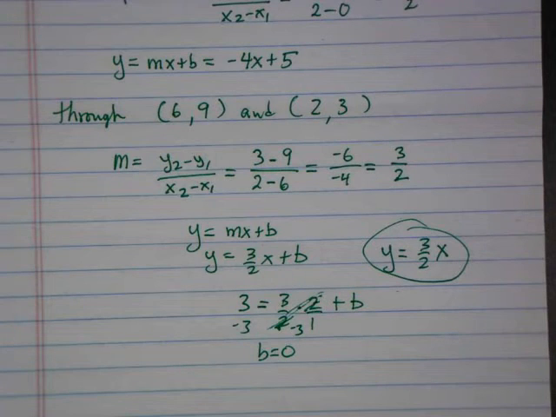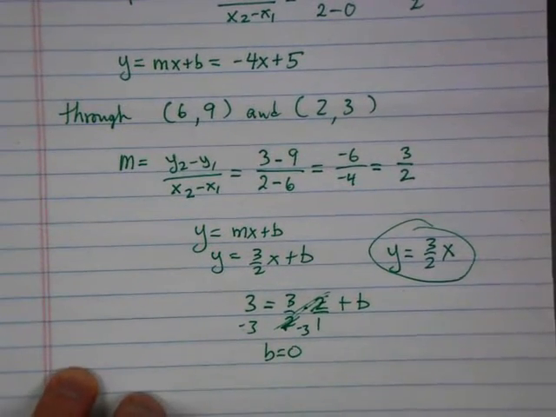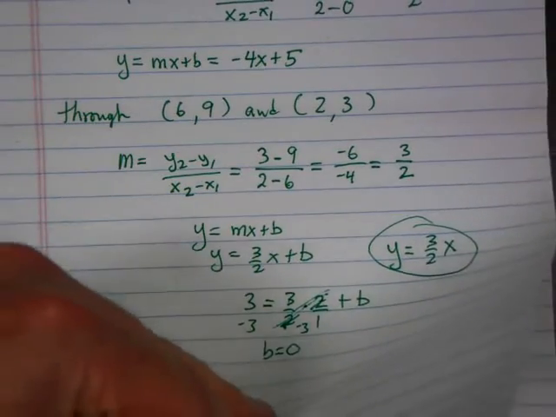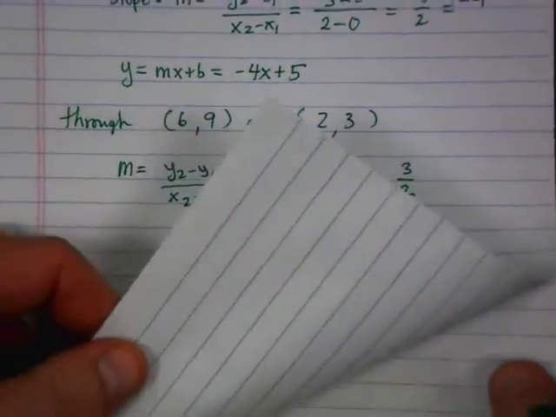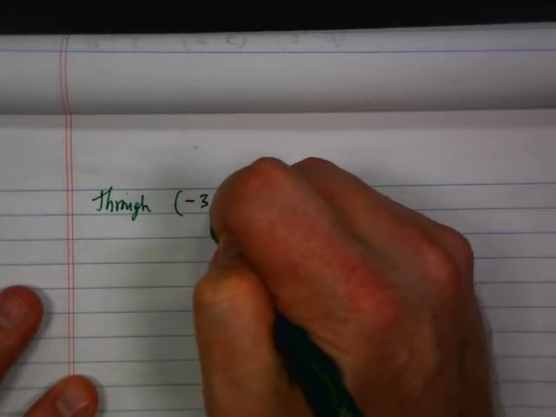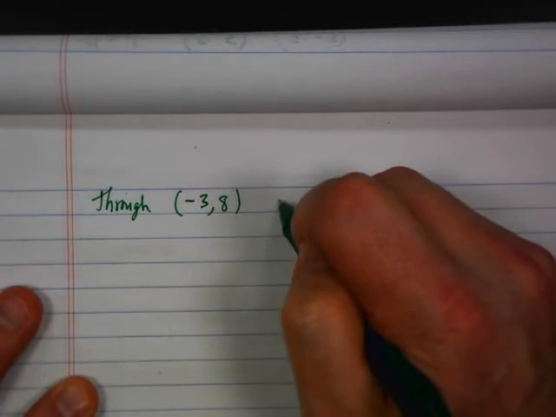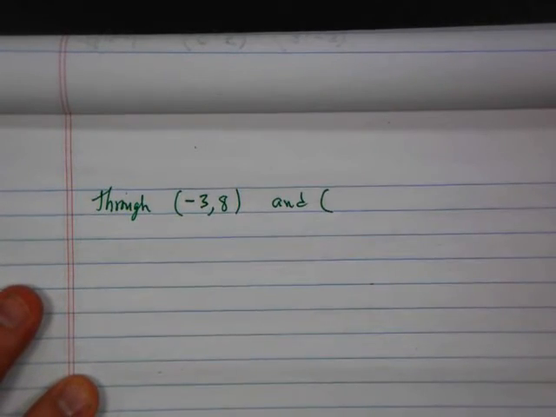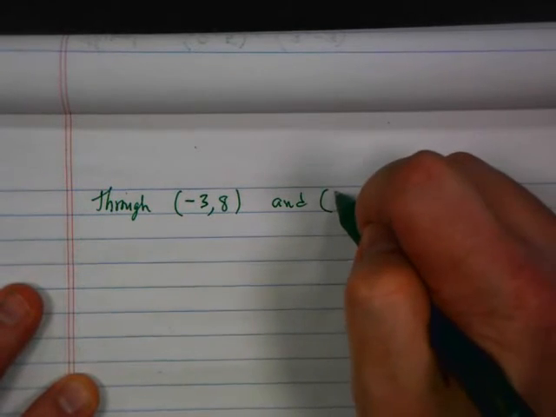Other questions on that one? All right. Through the point, how about this time we go negative 3, 8, and 4, 0.